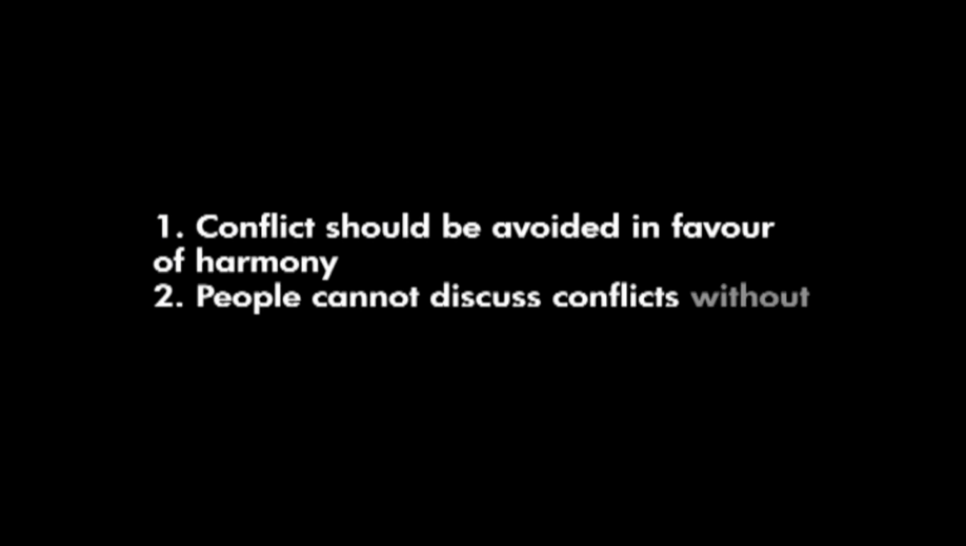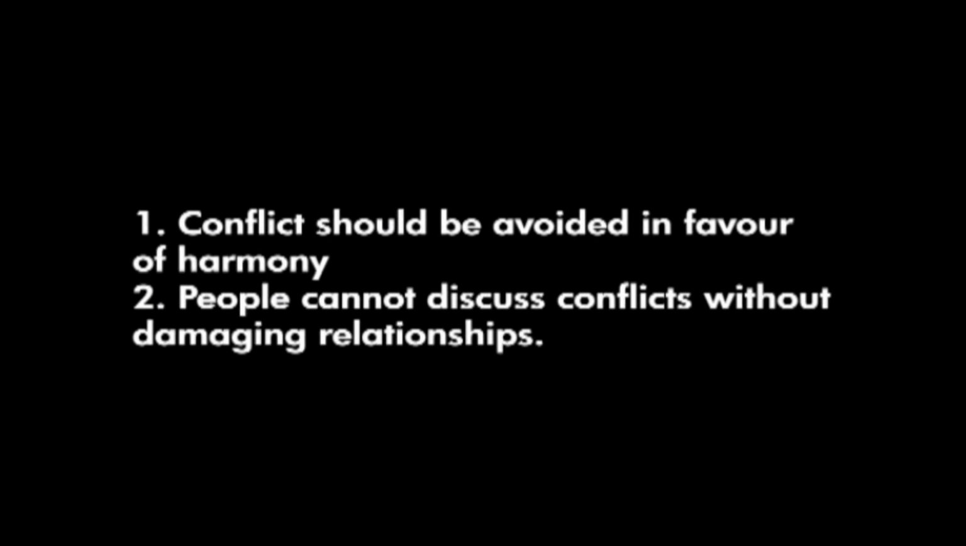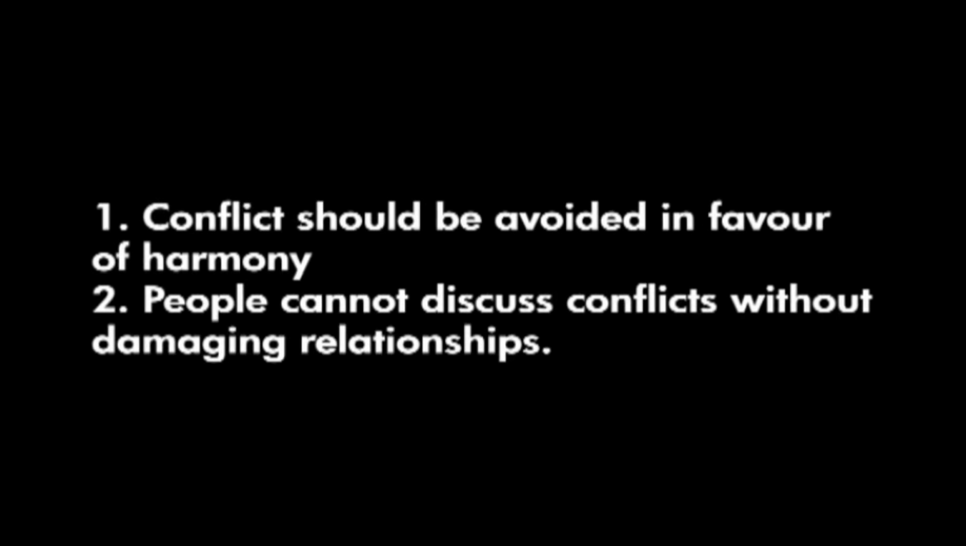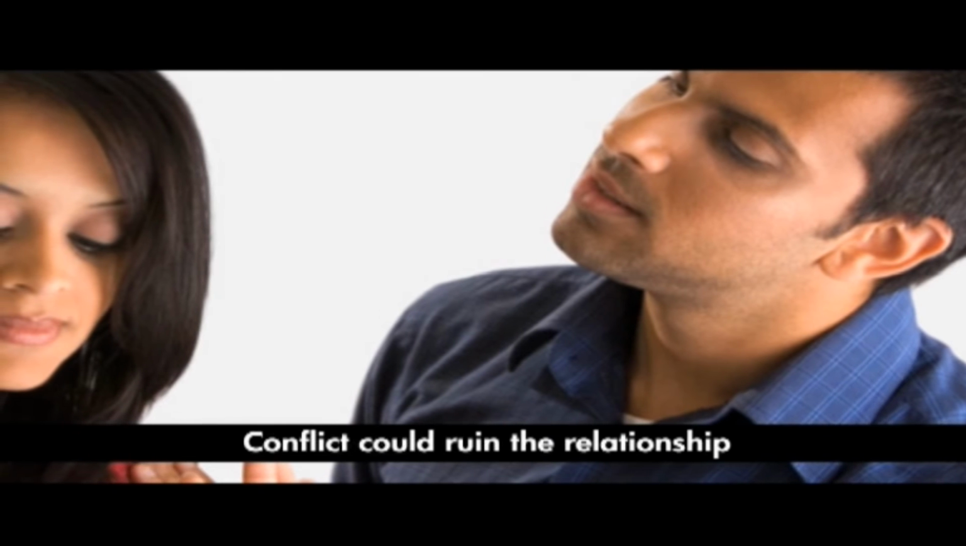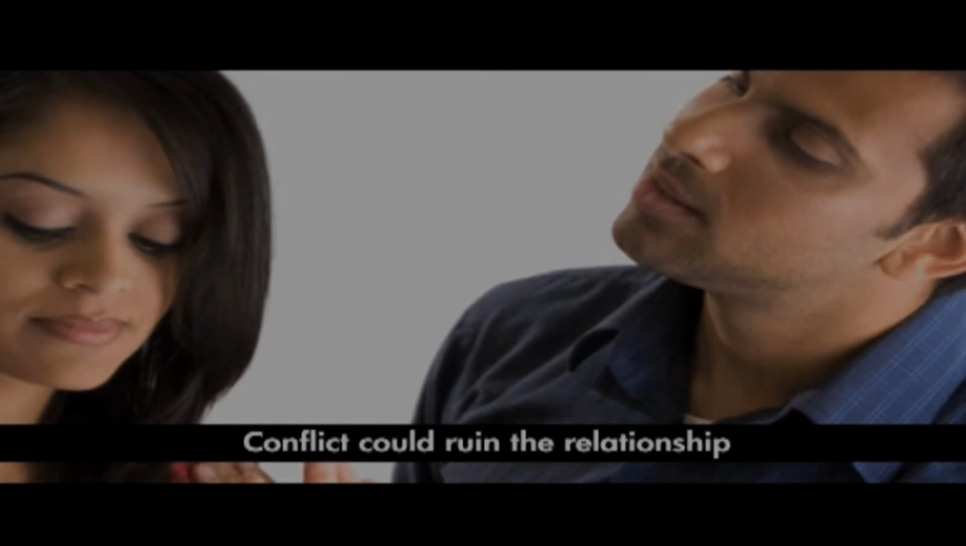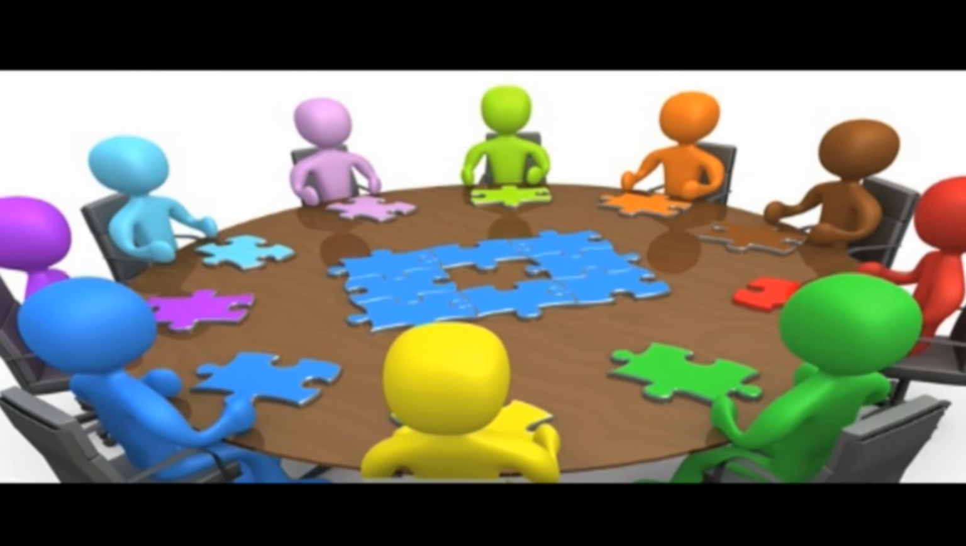Relationship is of great importance, while goals are of little importance. We want to be accepted and liked by other people. We think that conflicts should be avoided in favor of harmony and that people cannot discuss conflicts without damaging relationships. We are afraid that if a conflict continues, someone will get hurt and that could ruin the relationship. We give up our goals to preserve the relationship. We always like to smooth things over, but participation creates success.